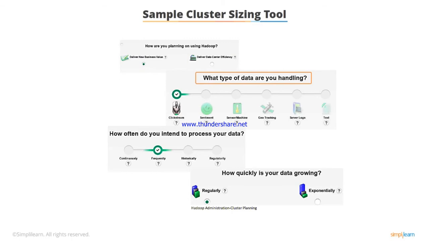What type of data are you handling? The type of data handled by the cluster may include clickstream data, data for sentiment analysis, data from sensors, machines, data from geo-tracking devices, server logs, text data, etc. How often do you intend to process your data? The cluster utilization for processing of data could be continuous or frequent, historical or regulatory. How quickly is your data growing? The growth of data on your cluster could be regular or exponential.